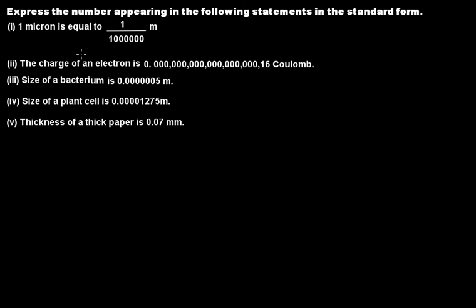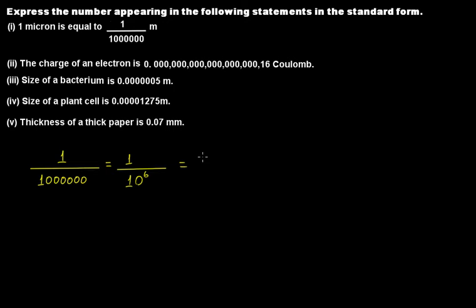We have this problem here that says express the number appearing in the following statements in the standard form. So 1 micron is equal to 1 divided by 10 lakh meter. Now you have to change this number, that is 1 divided by 10 lakh, 1 2 3 4 5 6, you have to convert this number in the standard form. Now this number can be written as 1 divided by 10 raised to the power of 6, right?